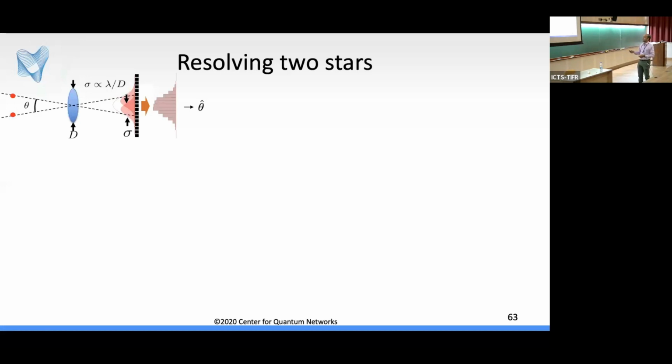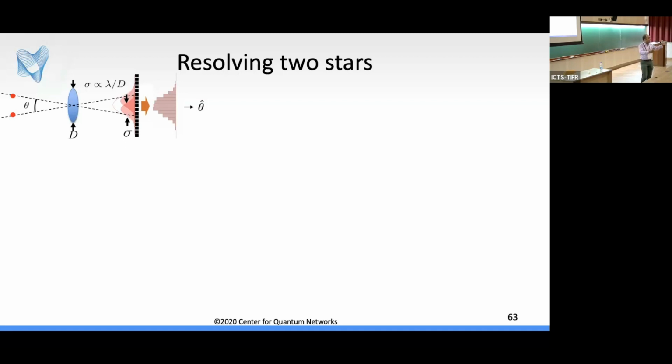So let's look at this very canonical problem of resolution. I have two stars with angular separation theta. This is the entrance pupil of my imaging system. Think of D as the diameter of the primary mirror of your telescope. What happens is that if I had a single star, I get a blob of light on my camera, on my focal plane, whose width is roughly lambda by D, where lambda is the wavelength of the light and D is the diameter of the pupil.